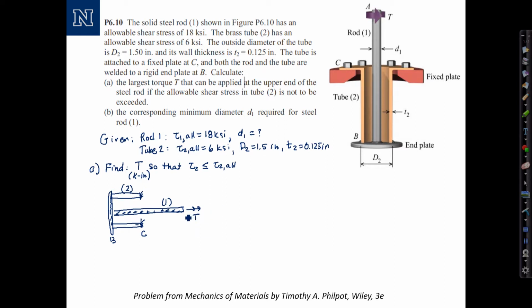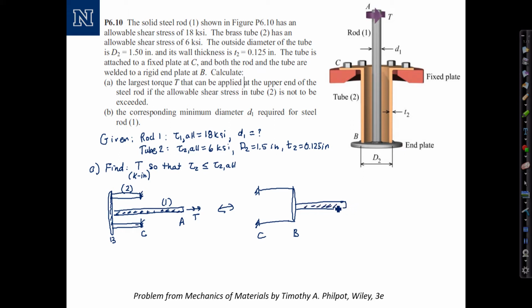So as the torque is transferred, the applied torque will be transferred through rod 1 into the end plate and then transferred into tube 2. So this is basically equivalent to shafts connected end to end in series. So I could represent, noting points A, B, and C on the diagram, I could also represent this as point C, then the tube section up to flange point B, and then the rod extending up to point A.